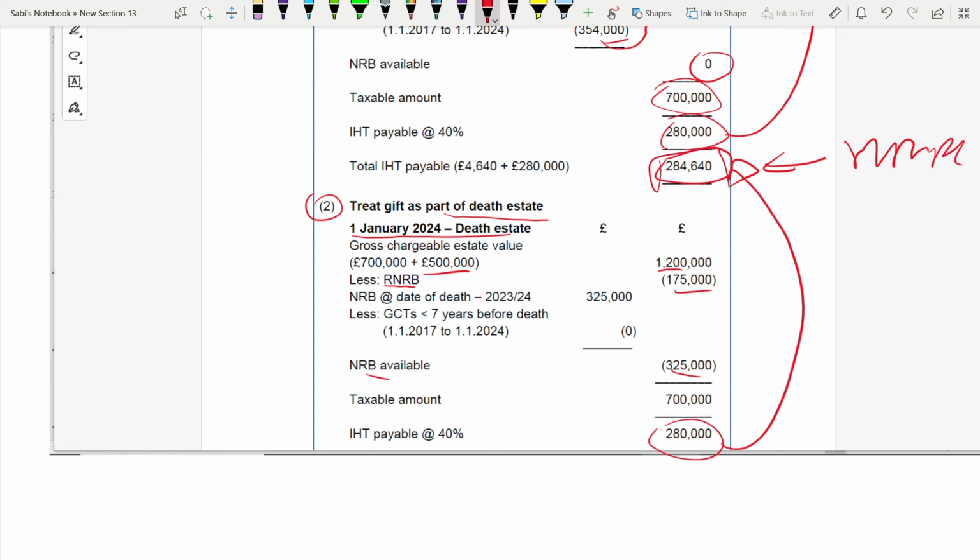So 284,640. This is how you have to do a gift with reservation IHT calculation. Always the higher of 1 and 2. In the second one, we are just including this 500,000 in the estate and also we are giving the residence nil rate band. That's it.